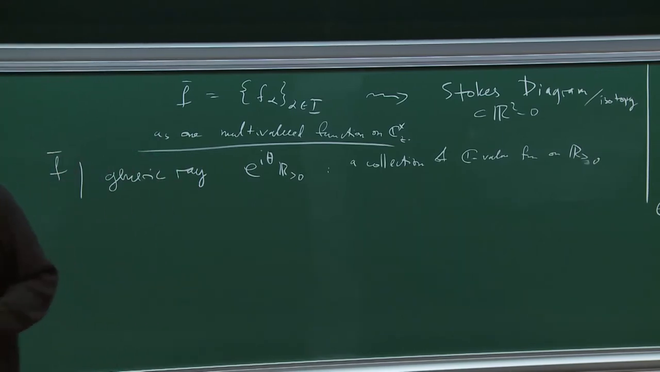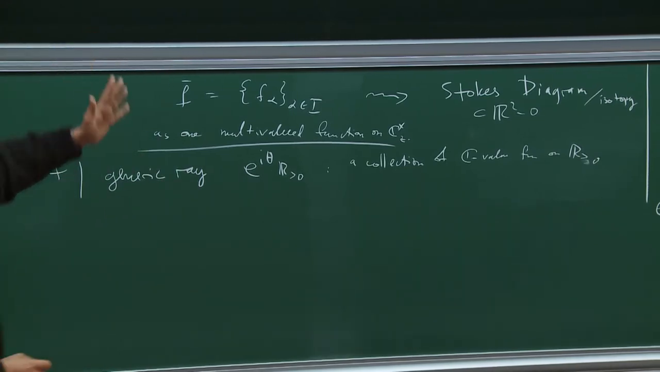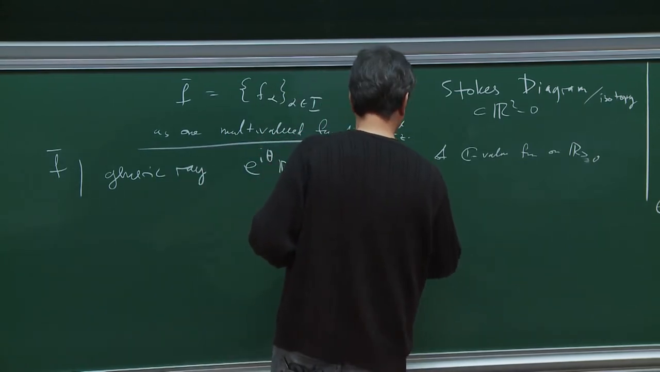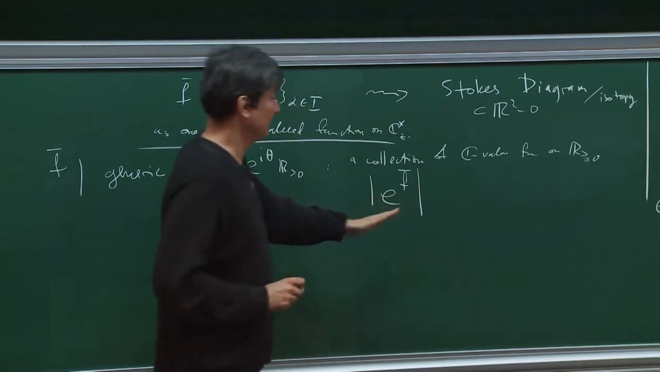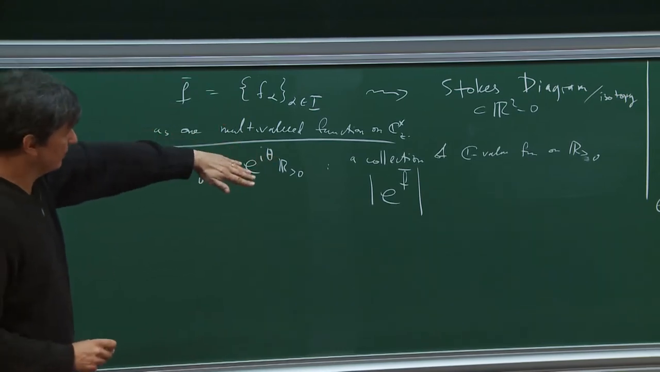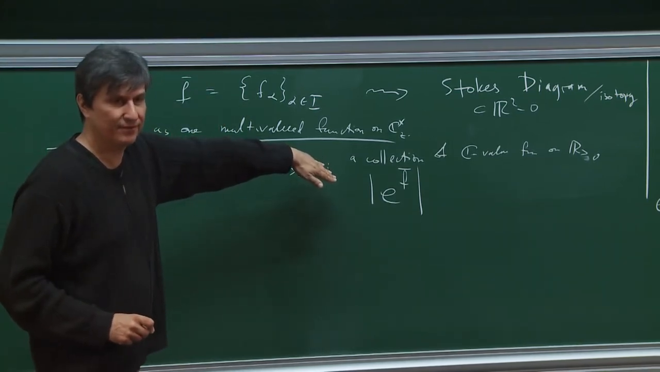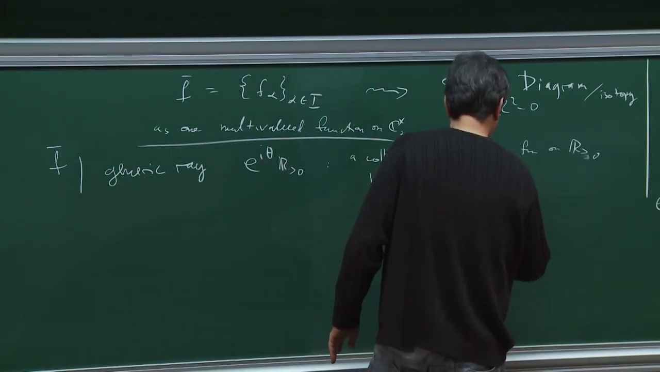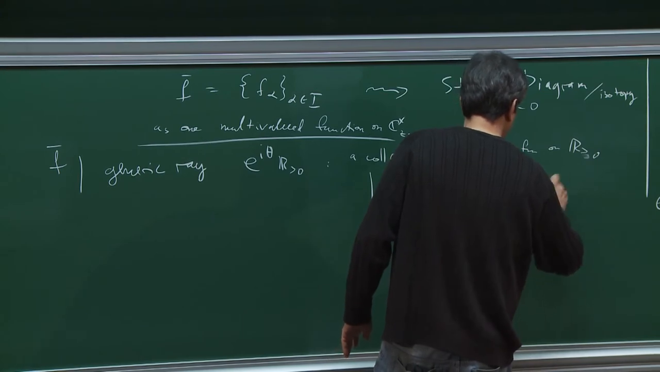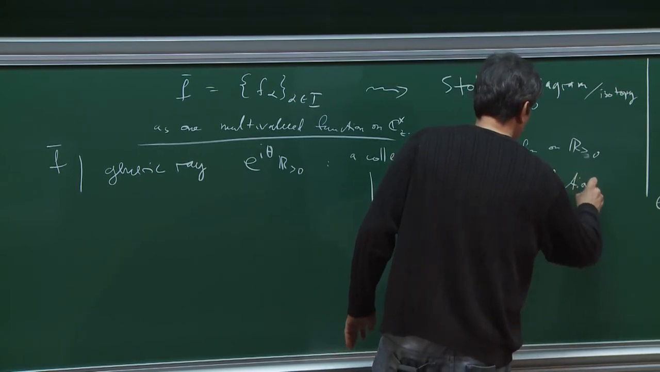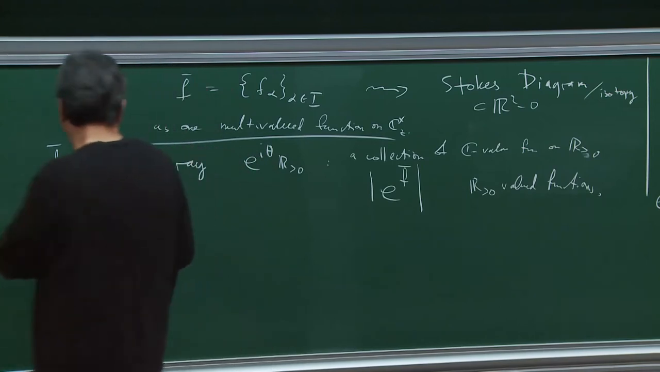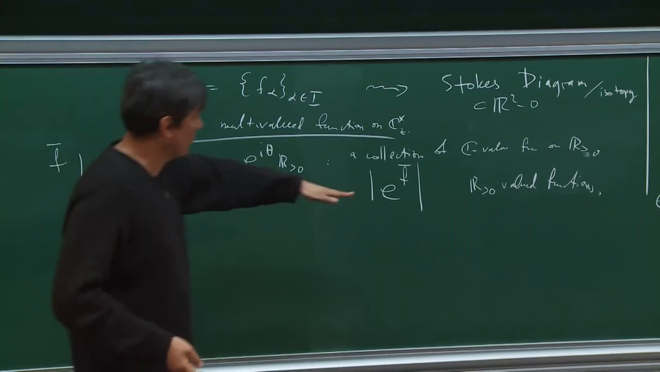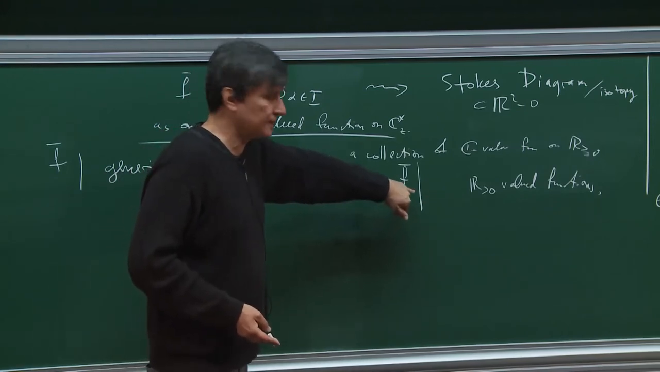And now I take the absolute value of the exponent. These functions, I get positive valued functions. Positive valued functions. And for a generic ray, for each two of them, one will grow much faster, exponentially faster than the other if I approach zero.